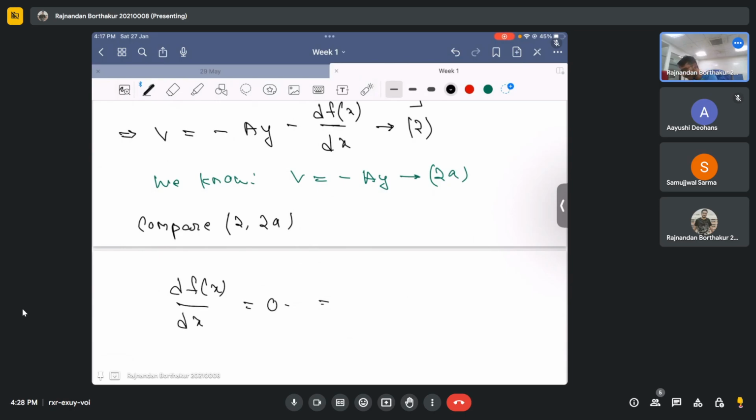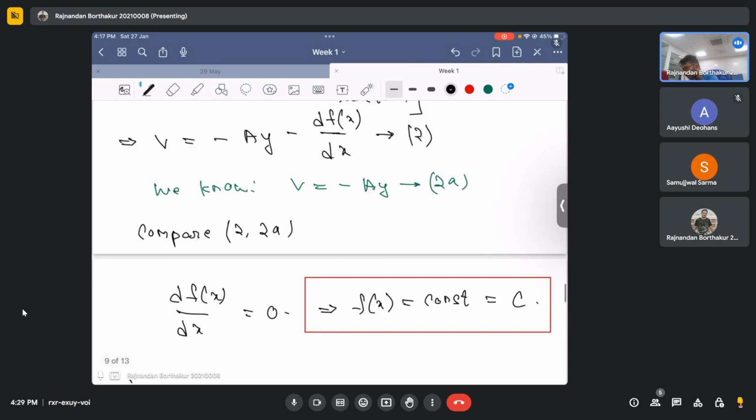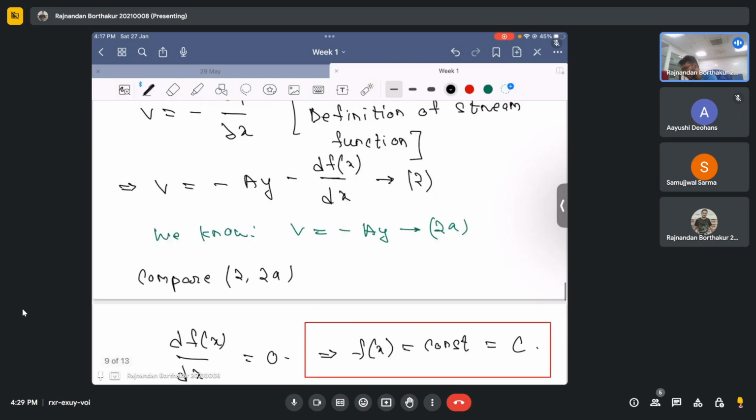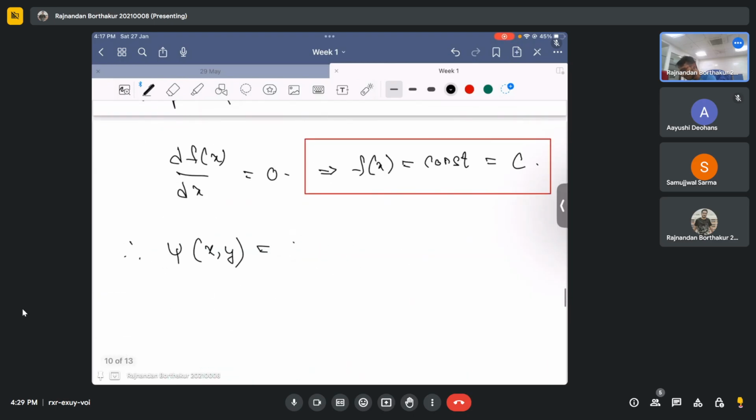Which means that f of x will just be some constant, and we'll name this constant as some c. So now we evaluated this f of x, which we actually seek to evaluate for. Therefore the stream function that we evaluated will now look like psi, which is a function of x and y, is nothing but a times xy plus f of x, and this f of x is a constant.